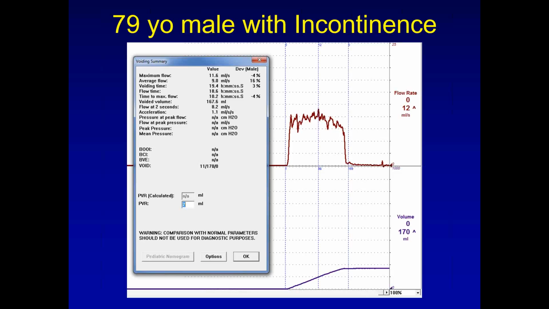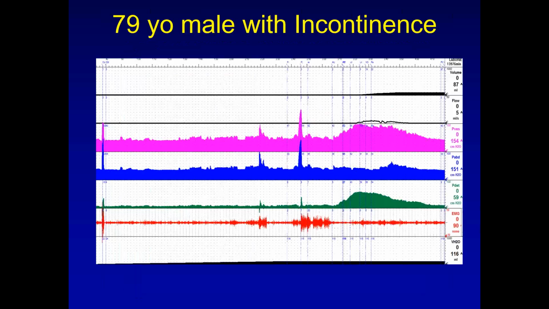So could he be obstructed? Could be. He's 79 years old. We do know the flow decreases with age, so something to think about. Now here's his study. His first sensation was at 116. That's normal.